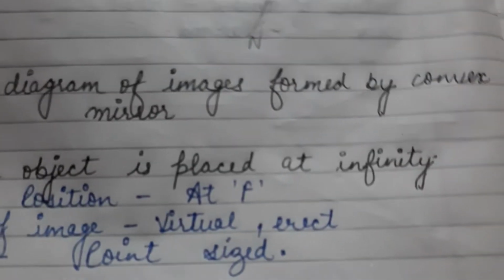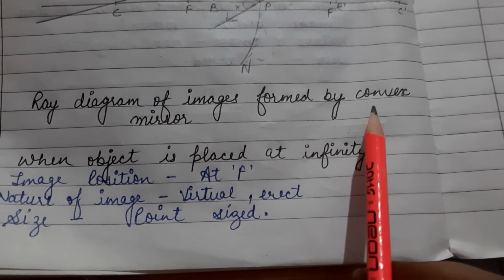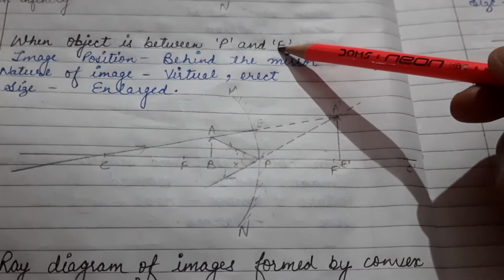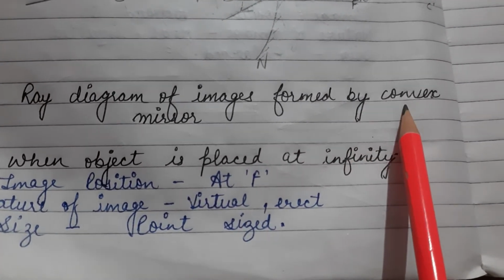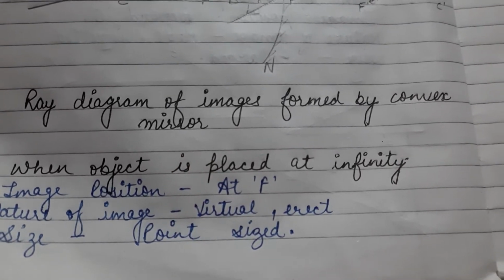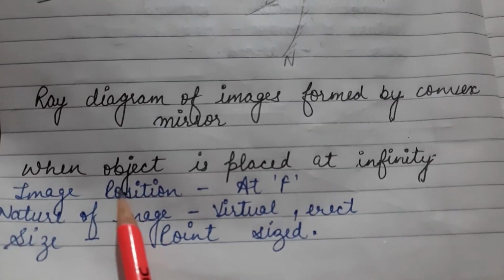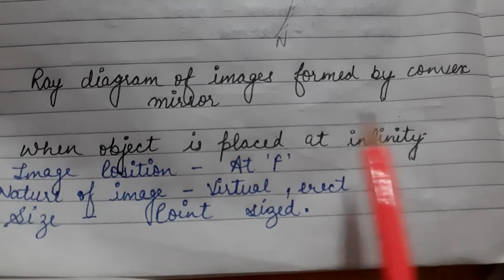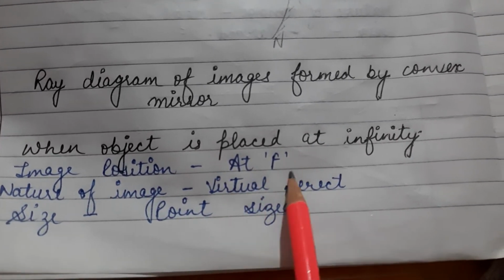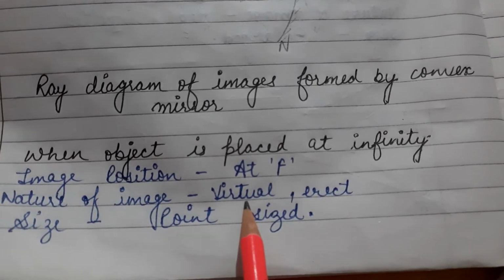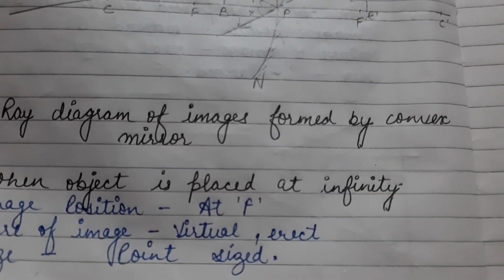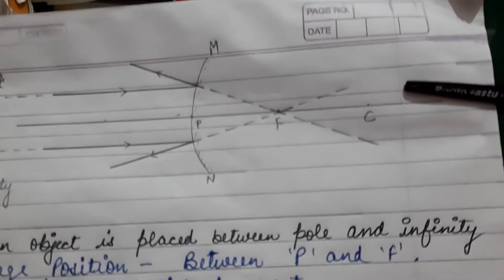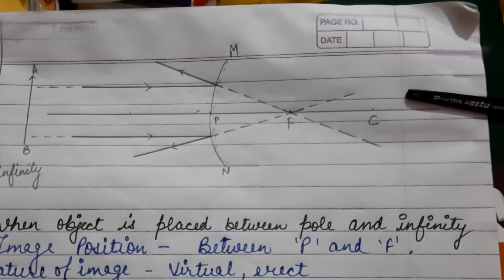Now moving next to the ray diagram formed by a convex mirror. These were the cases that took place in the concave mirror. Now these are the cases which will take place in the convex mirror. In a convex mirror there are only two cases. First is when the object is placed at infinity, the image position will be at focus. The nature of the image is virtual and erect. Size will be point sized. See how in this the image will always form behind the mirror.